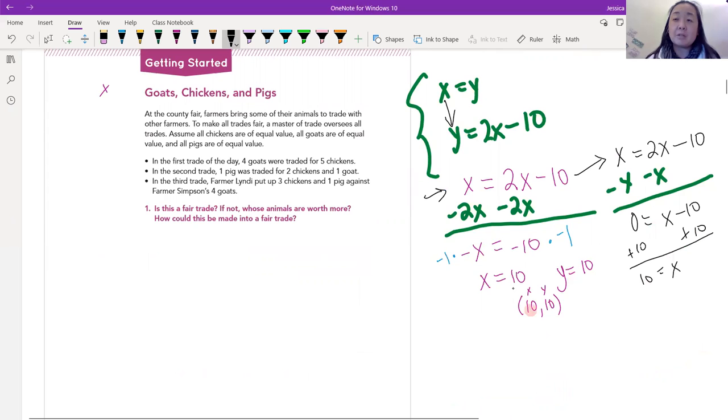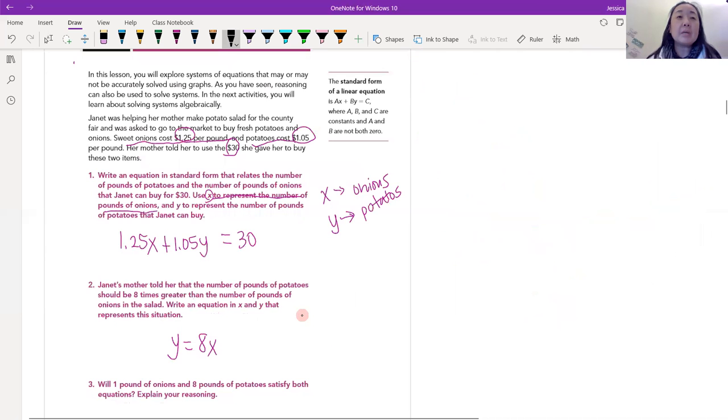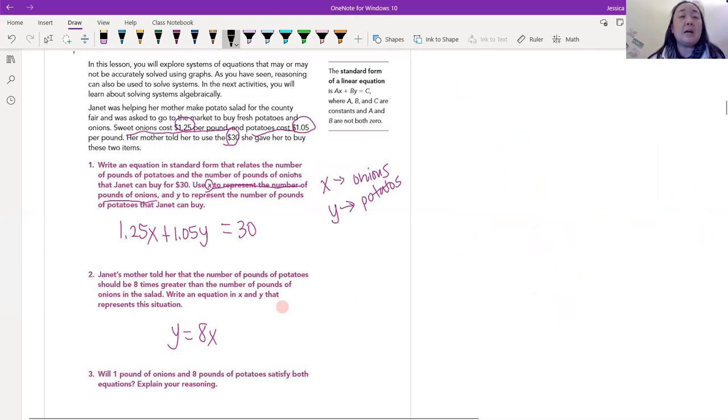Either way, your answer is going to be (10, 10). And remember, the X always comes first and then the Y. Some people may think of that like Pokemon XY, right? You don't say Pokemon YX. That's weird.